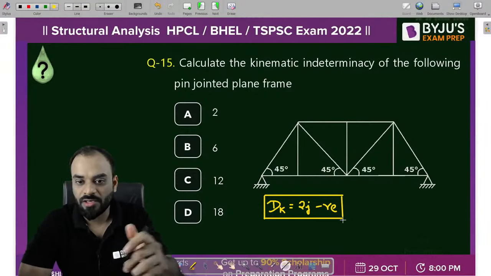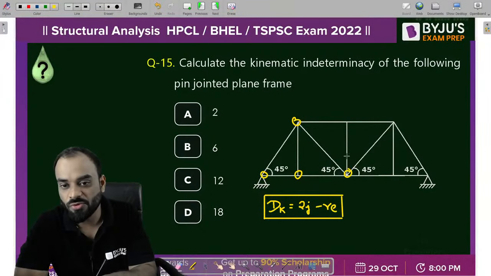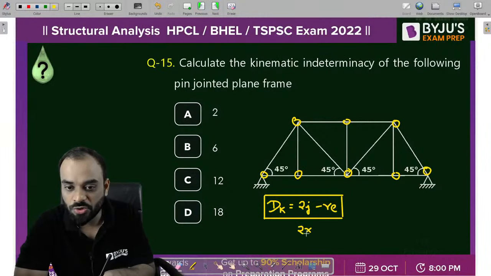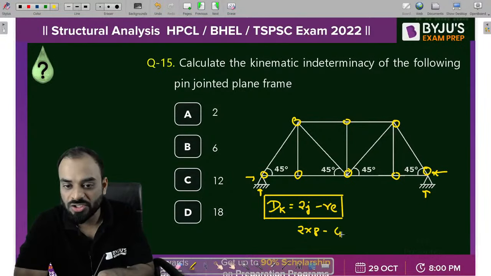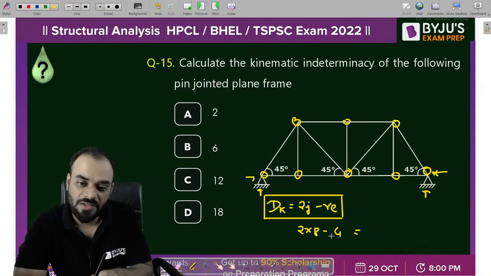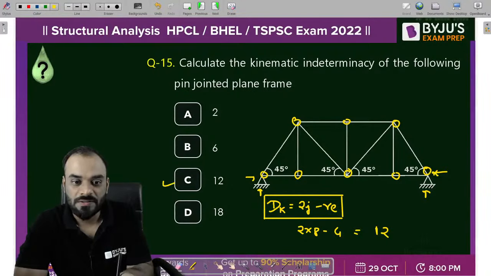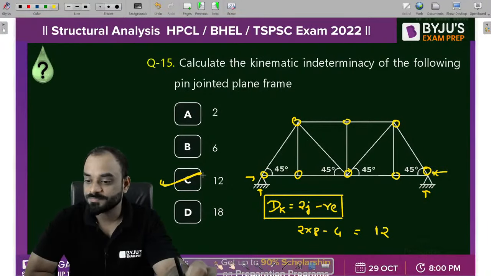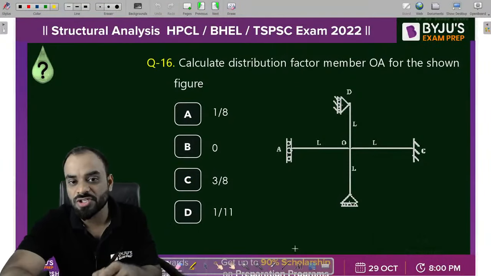C, okay, just count the number of joints first. You know that, guys, 1 joint, 2 joint, 3, 4, 5, 6, 7, 8. So 2 into 8 minus RE, RE means 1, 2, 3, 4. So 4 reactions are there. So 16 minus 4, that is equal to 12. So the answer is C. C is the correct answer. Very nice. Let's move to the next question.